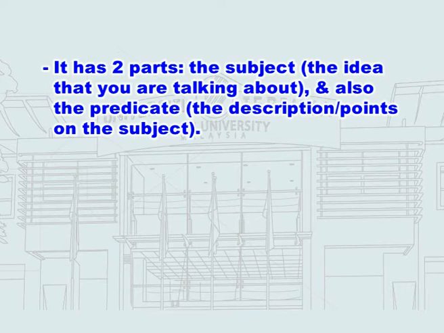Next, you have the predicate. This is the thing that you want to say about the thing you are talking about. For example, will help to upgrade the education system as a whole, or is potentially dangerous.